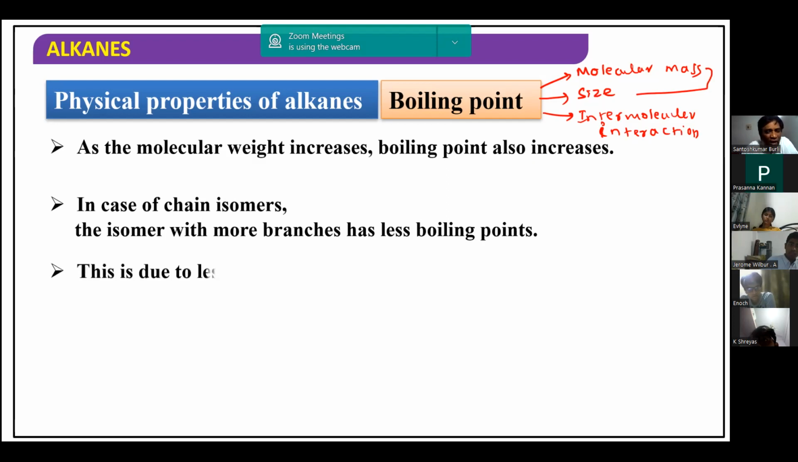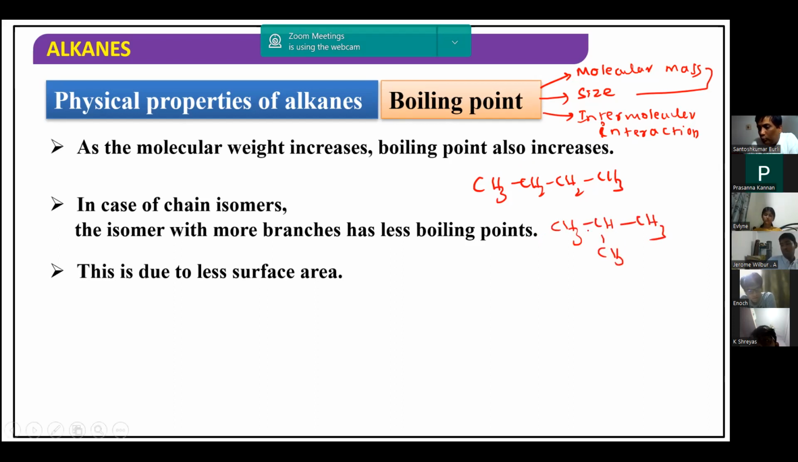But if we have two compounds with the same molecular mass, how do we identify which has the higher boiling point and which has the lower? Let me take one example: CH3, CH2, CH2, CH3. This is n-butane. CH3, CH, CH3, CH3. This is isobutane. Among these two, which one will have the higher boiling point? This is a straight chain alkane, and this is a branched chain alkane.